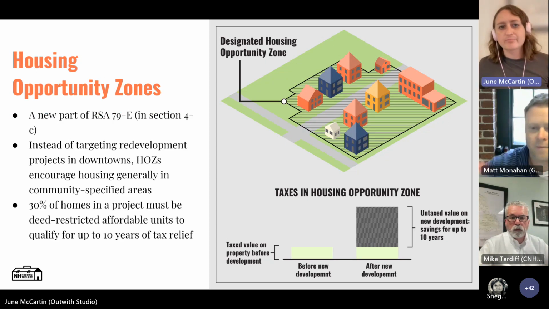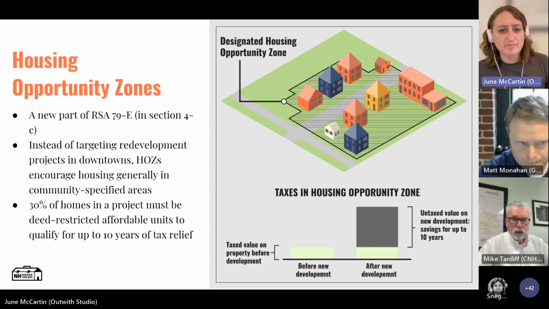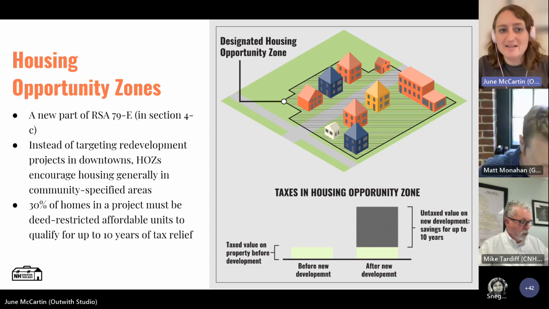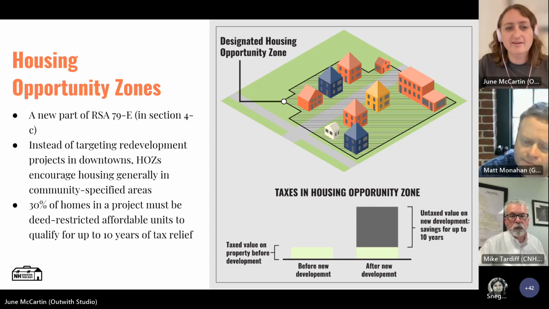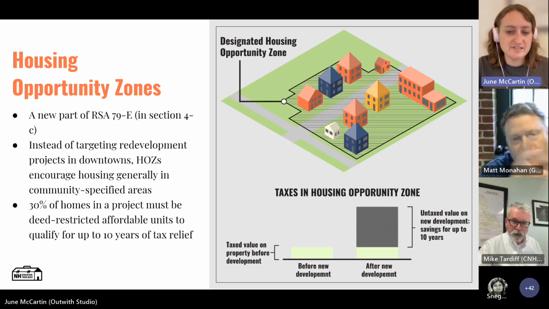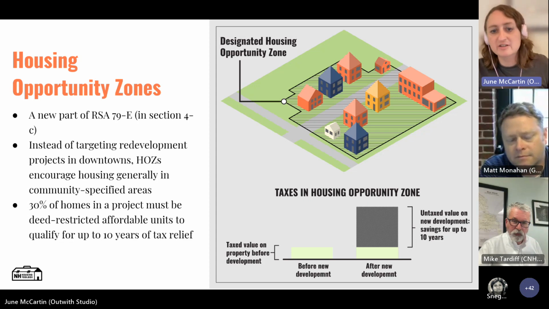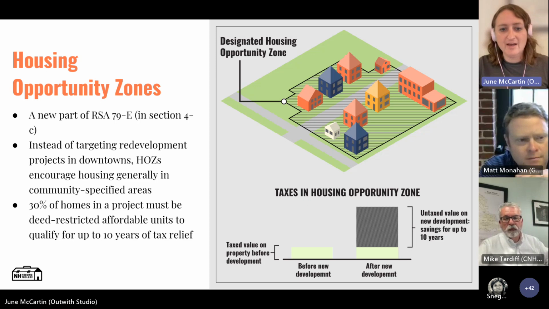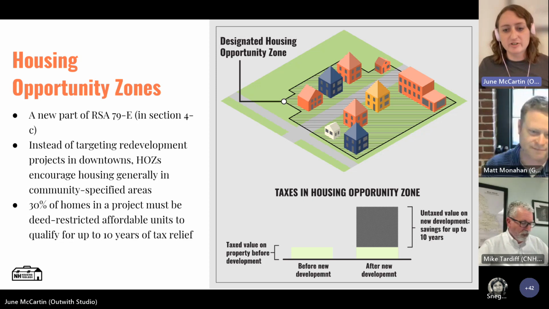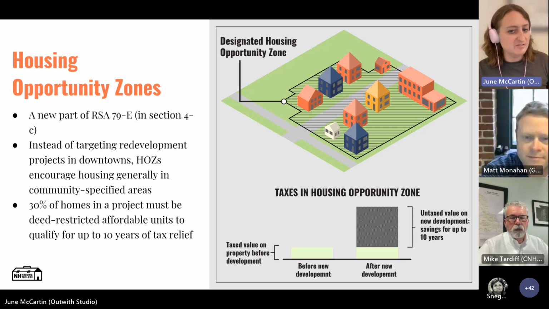Great. So a new piece of 79E adopted in 2021 by the legislature, 79E 4-C, is something called housing opportunity zone. This is very similar to that community revitalization tax relief incentive, what you might think of as vanilla 79E. It's similar but different. So instead of a village or downtown area, a community can designate a housing opportunity zone wherever it sees fit.